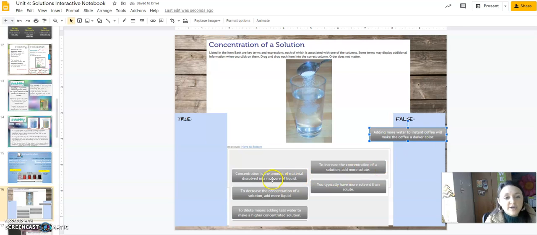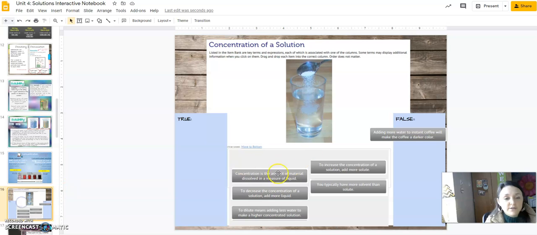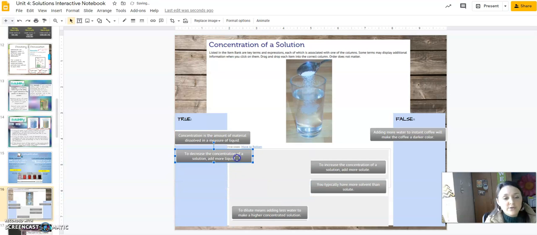The concentration is the amount of material dissolved. Now, if we look right here, it says concentration is the amount of material dissolved. So that's going to be yes, true. To decrease concentration, add more liquid. Yes, that's true. If we add more water, we decrease the concentration.